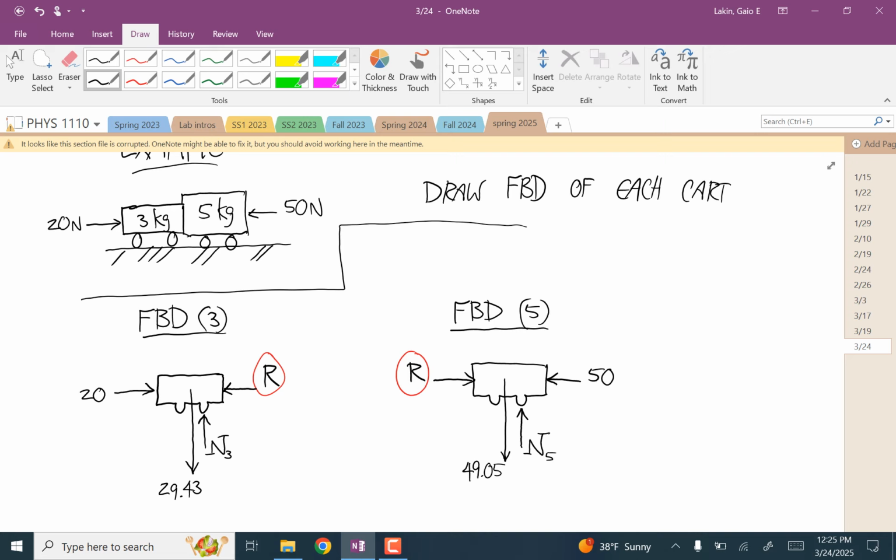The 50? No, we already know that that's 50, so we only put the variables in if we don't know the value of the force. Okay. Any other questions? So anytime you put a variable in, it means that you're going to use equations to calculate what that variable is.